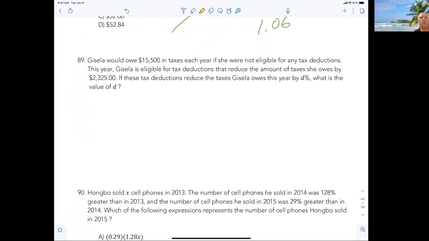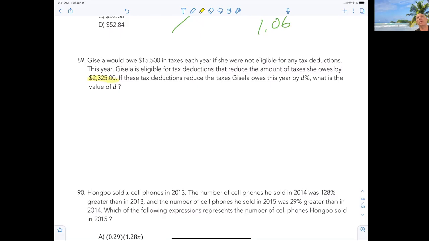So let's look at 89 real quick. All right. Gisella would owe $15,500 in taxes each year if she were not eligible for any tax deduction. This year, Gisella is eligible for tax deductions that reduce the amount of taxes she owes by this amount. So basically we want to know what the change is.